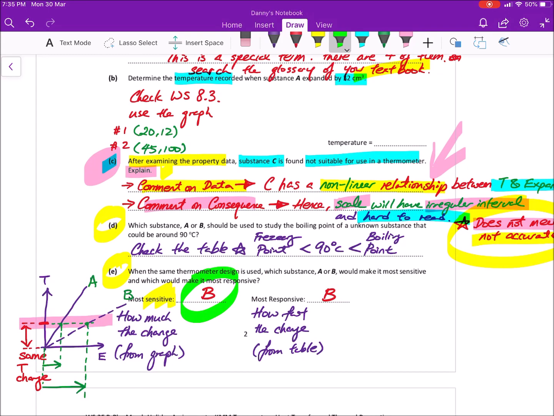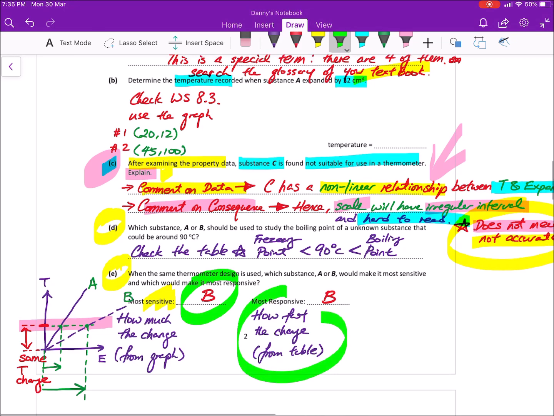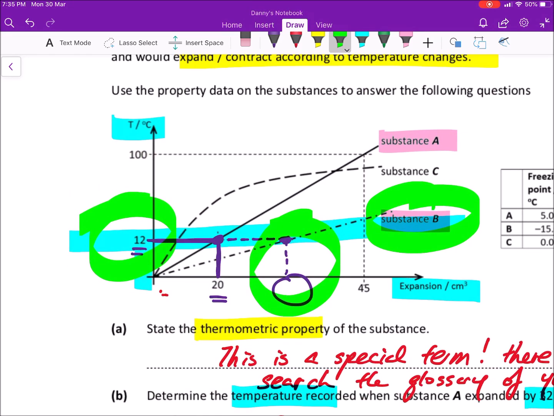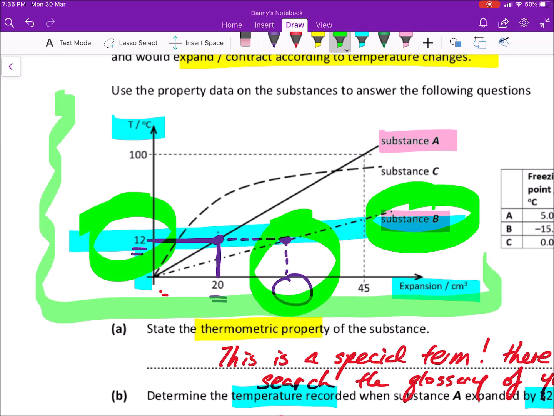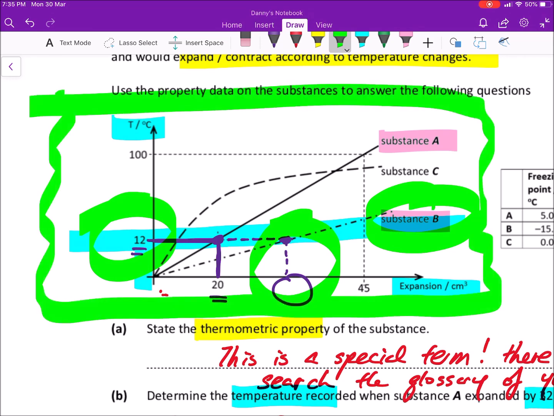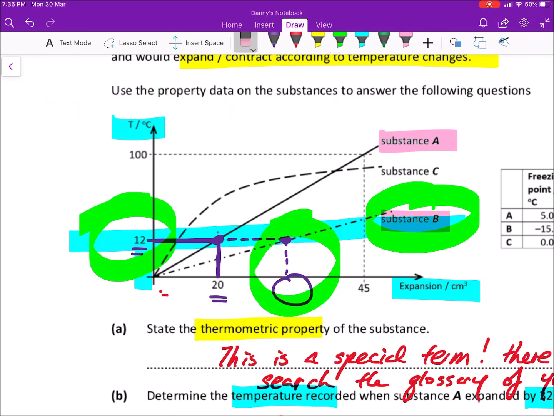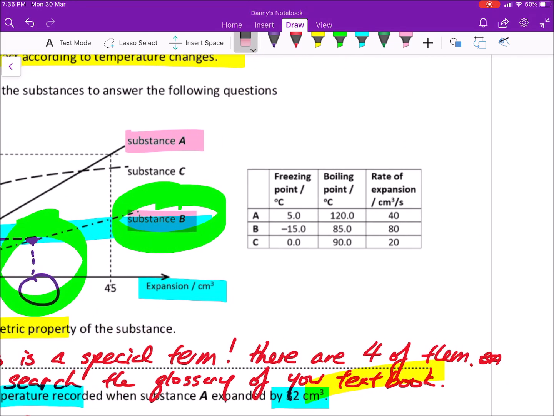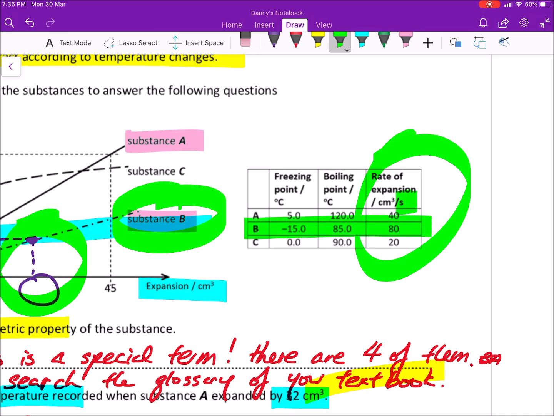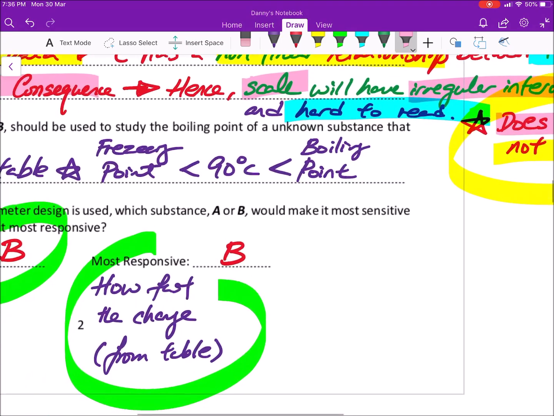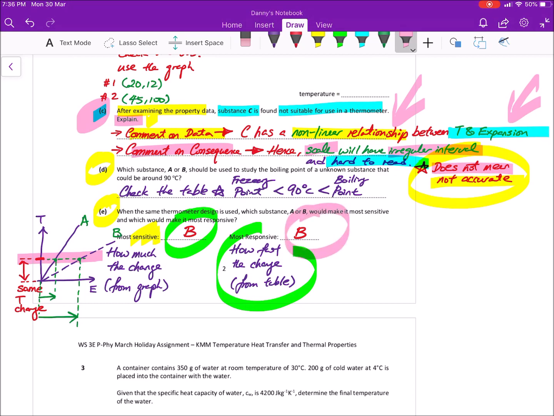Okay, as for responsiveness, it means how quickly the change occurs. And you cannot tell how quickly the change occurs from this graph, because from this graph, there is no reading on time. And without time, you can't tell whether it is changing quickly or slowly. So how do I do that? I need to search for time, and I can see that there's a time over here because it's seconds. So down here, this column tells you how quickly the expansion occurs, and you can see that for B, it occurred the fastest. Yeah, this one, 80. So that's why down here, the answer is B.